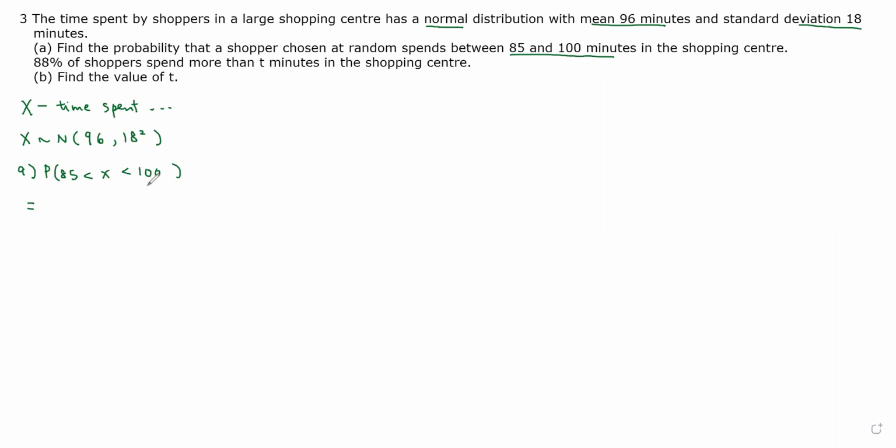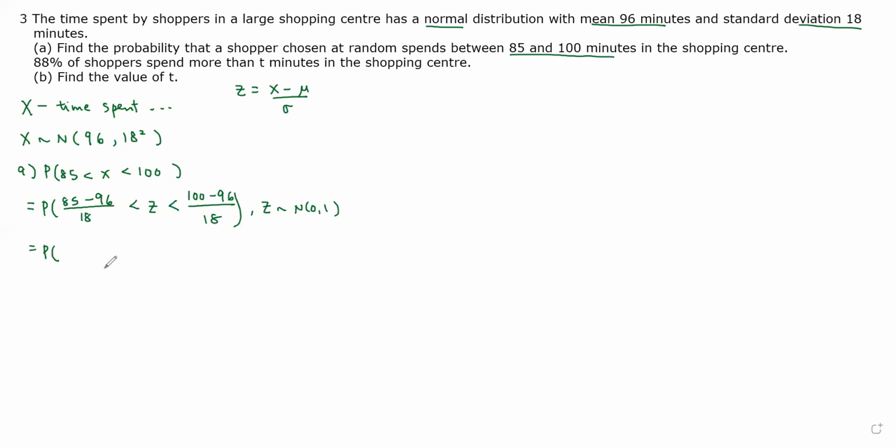To find the probability that X is between 85 and 100, we have to standardize. So we use the Z-score formula: X minus the mean divided by the standard deviation. Then we have 85 minus the mean, which is 96, divided by the standard deviation, which is 18, and also 100 minus 96 divided by 18. And we know that Z follows normal 0, 1.